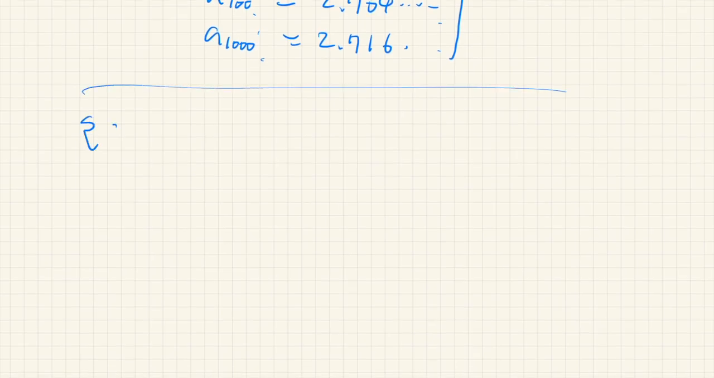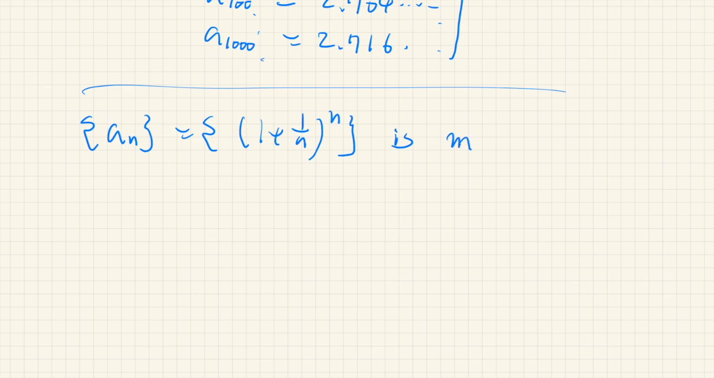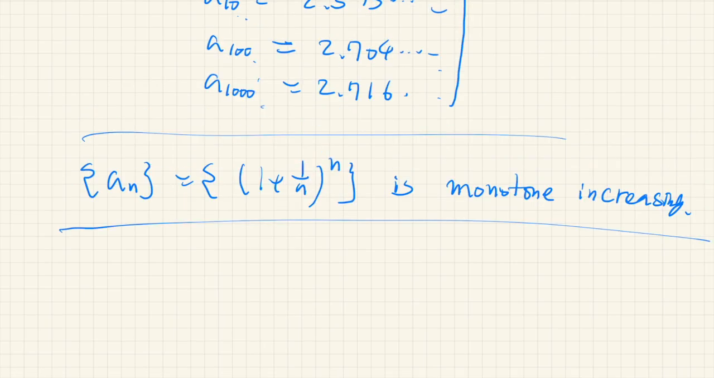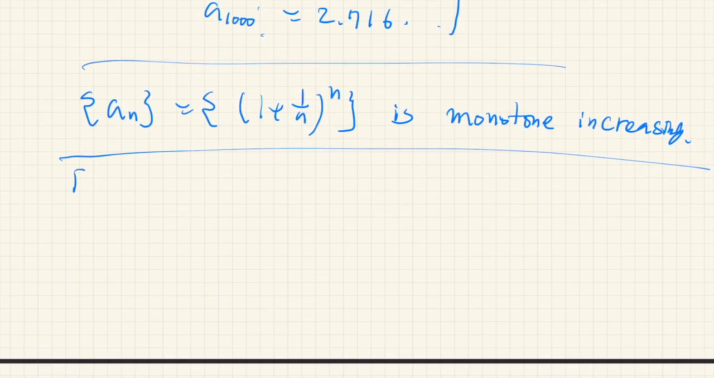So this sequence, defined as (1 plus 1 over n) to the power of n, is monotone increasing. So now we try to prove this theorem. Okay, so let's prove this. And a_n is (1 plus 1 over n) to the power of n.